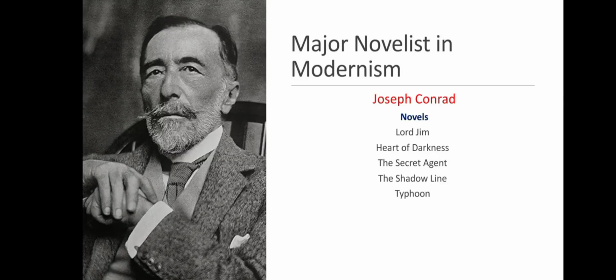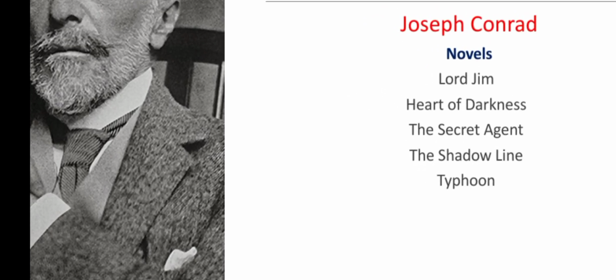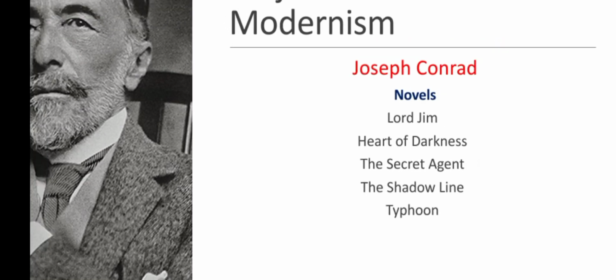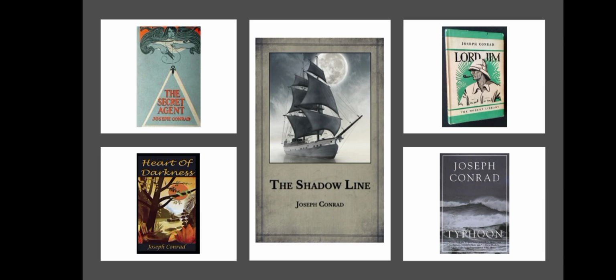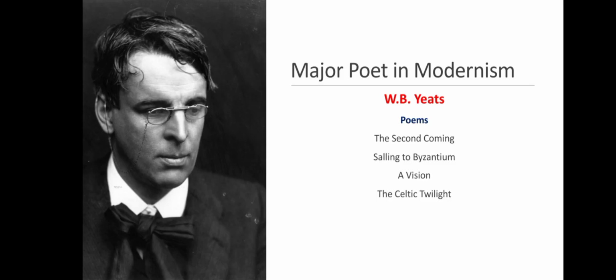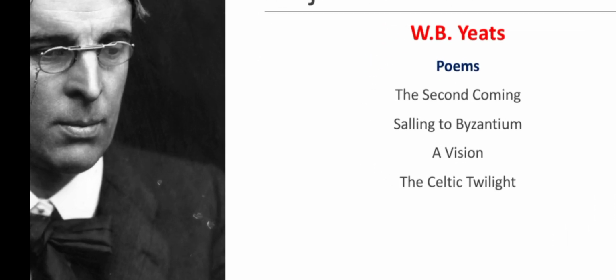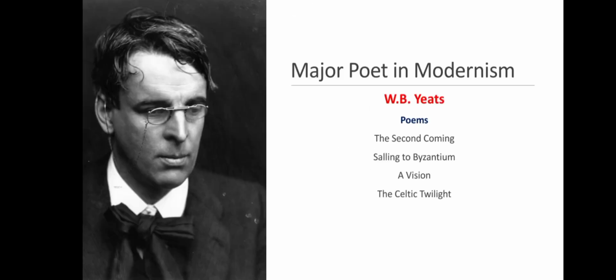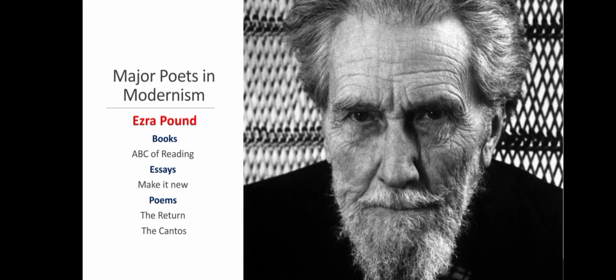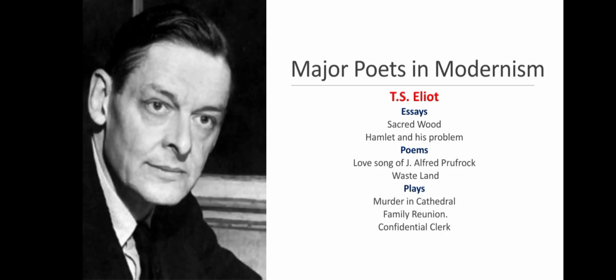Joseph Conrad was one of the most famous novelists of the modern age, which includes famous novels like Lord Jim, Heart of Darkness, The Secret Agent, The Shadow Line, and Typhoon. So these are some of his famous novels. So you can see the picture of that. Along with it, W.B. Yeats was a famous poet of the modern age, which includes poems like The Celtic Twilight, which is very famous, and Ezra Pound, who was also a very famous poet of this age, and he wrote some books, essays, and poems. Books include ABC of Reading, essays like Make It New, poems The Return, and the Cantos. So these are the famous ones of his poems.